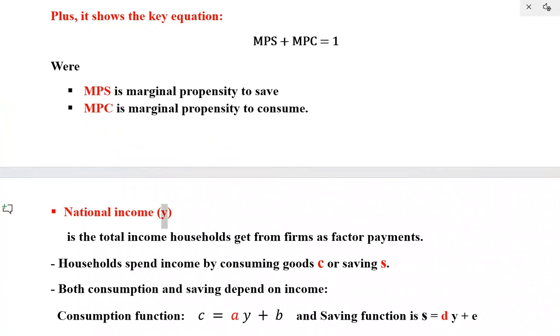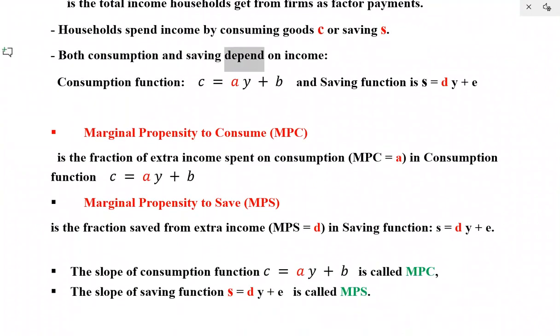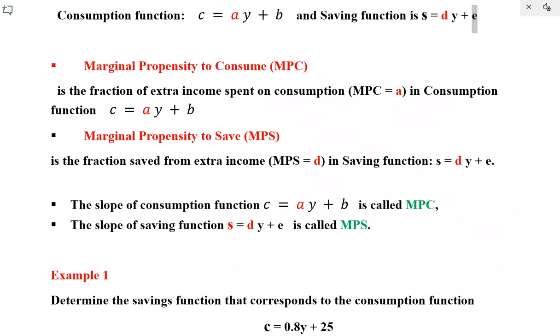National income, Y, is the total income households get from firms as factor payments. Households spend income by consuming goods C or saving S. Both consumption and saving depend on income. Consumption function, C equals aY plus b, and saving function is S equals dY plus e.